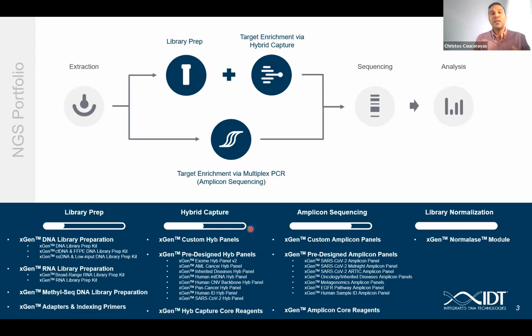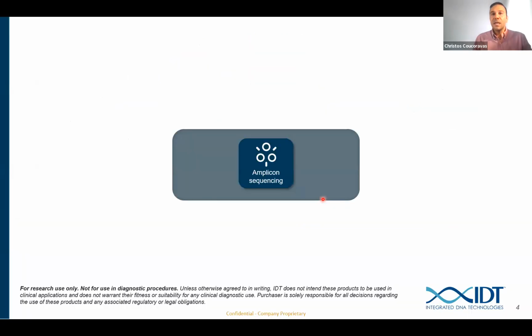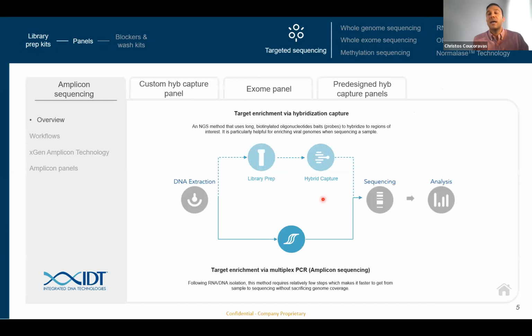I want to also share here that we have a variety of pre-designed panels, and we can help you to have a very customizable solution by having a custom panel, either for hybrid capture or Amplicon sequencing. Just to start a little bit about the Amplicon sequencing, as we know, both approaches, both hybrid capture and Amplicon sequencing, come with their benefits. The main benefit of Amplicon sequencing is that it's a very fast and easy workflow for you to really simplify the library prep and reduce your costs of sequencing.